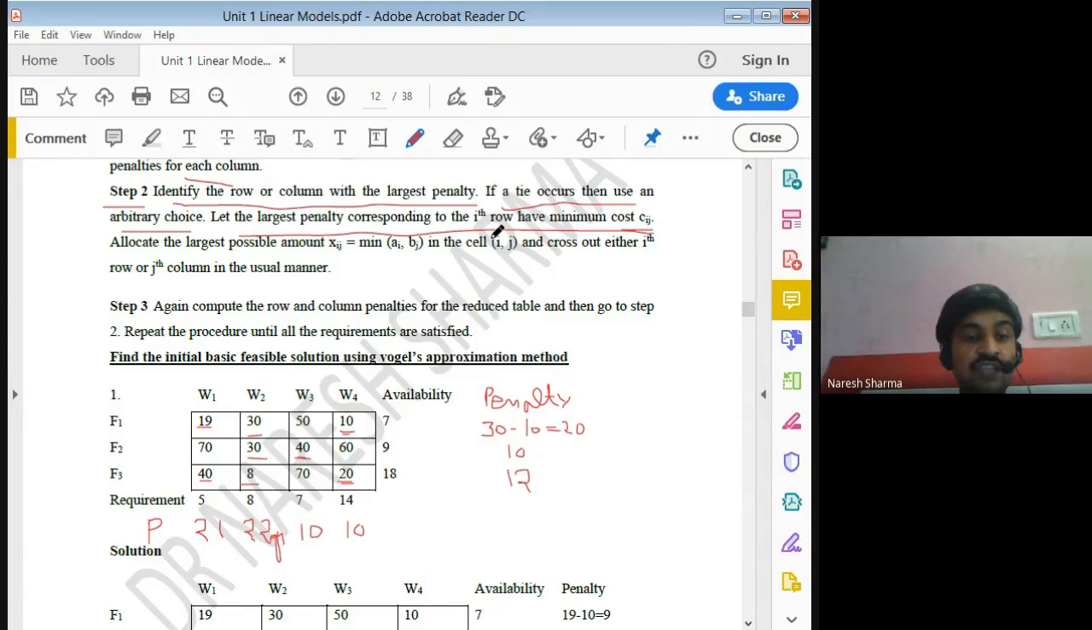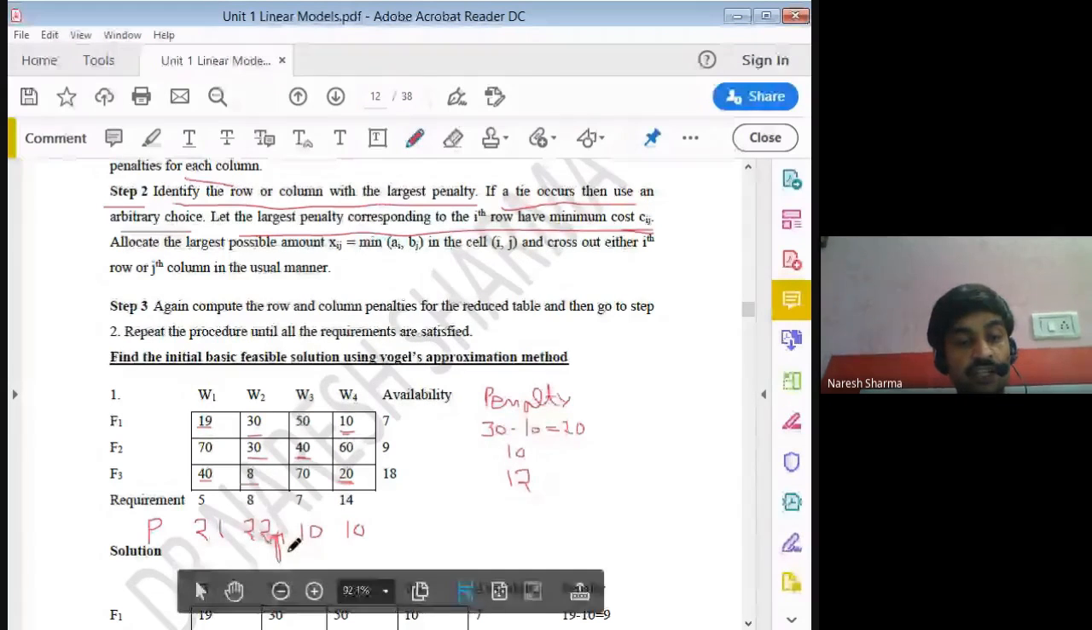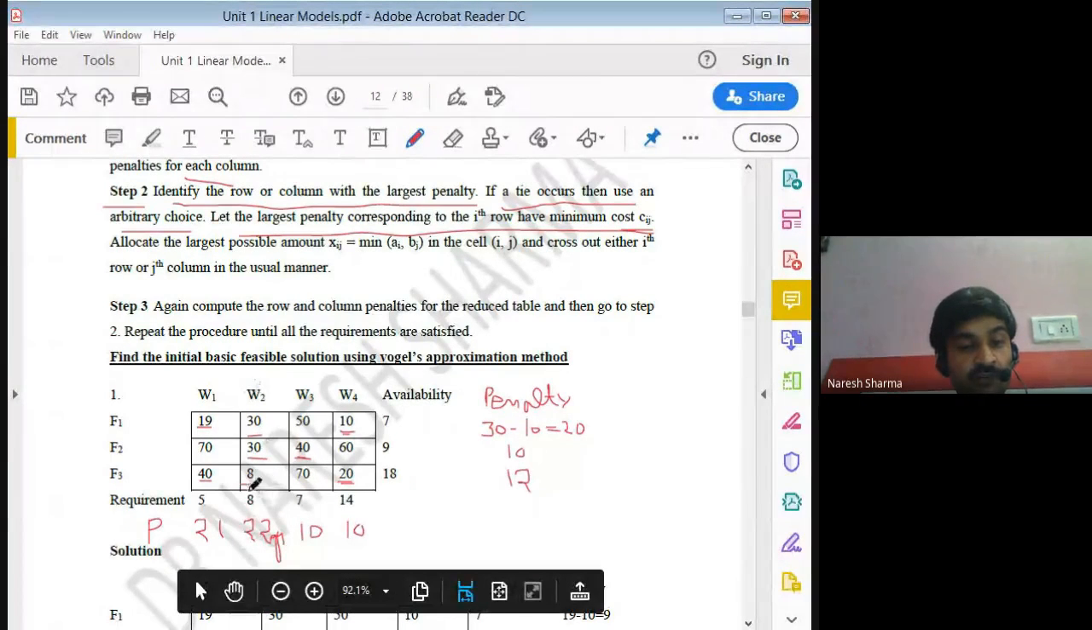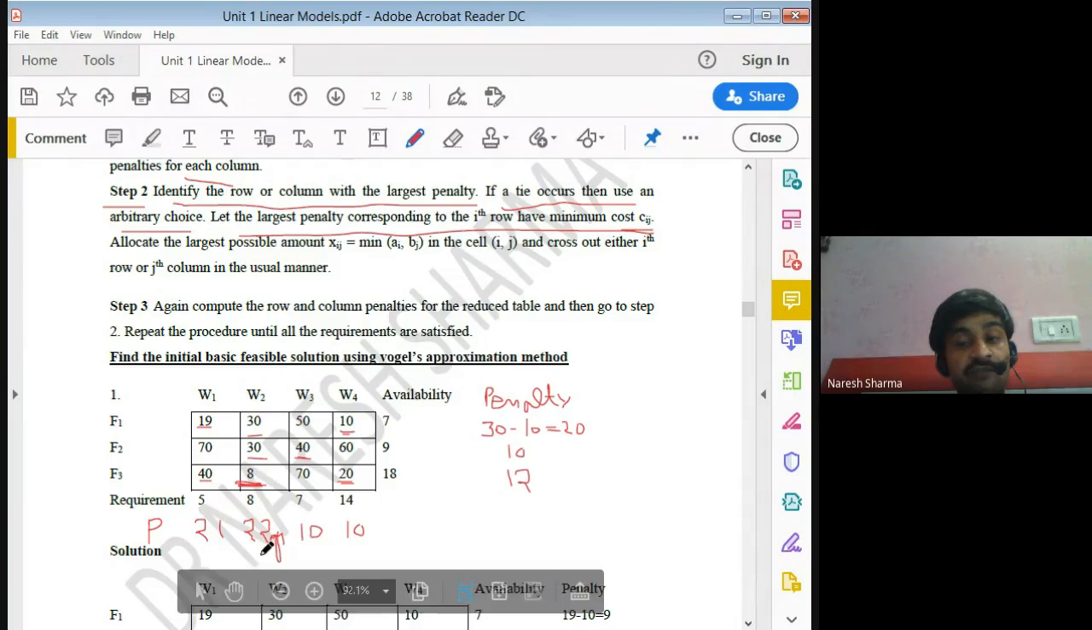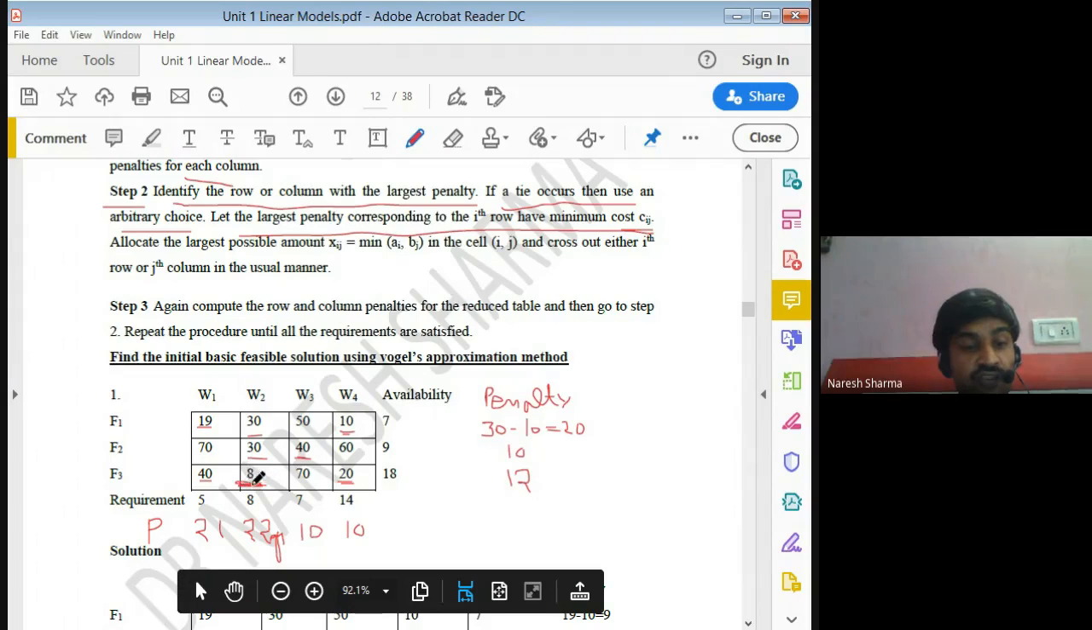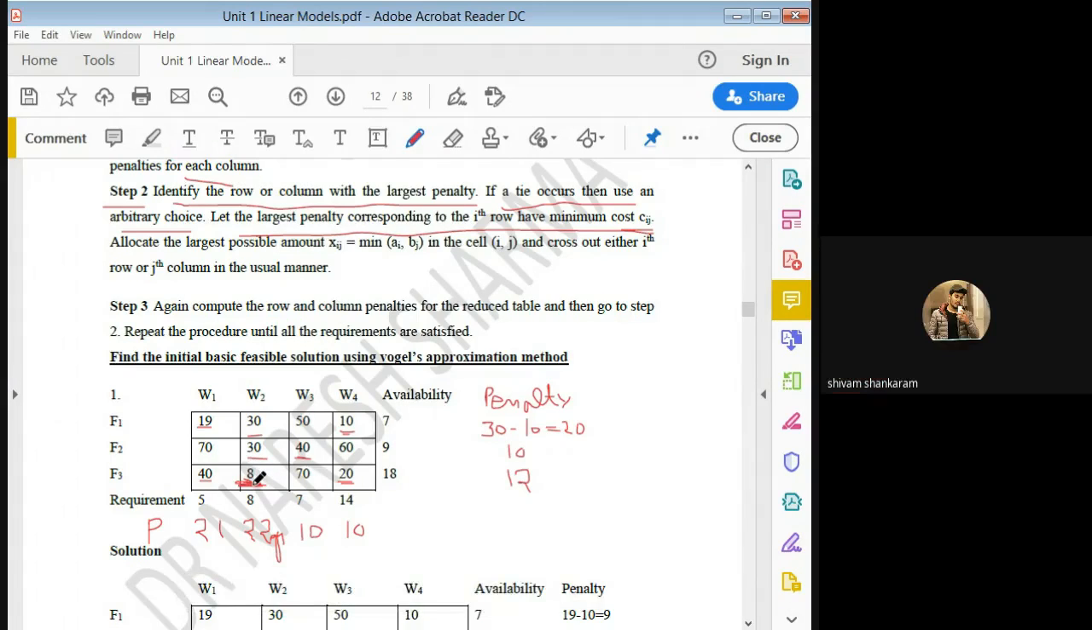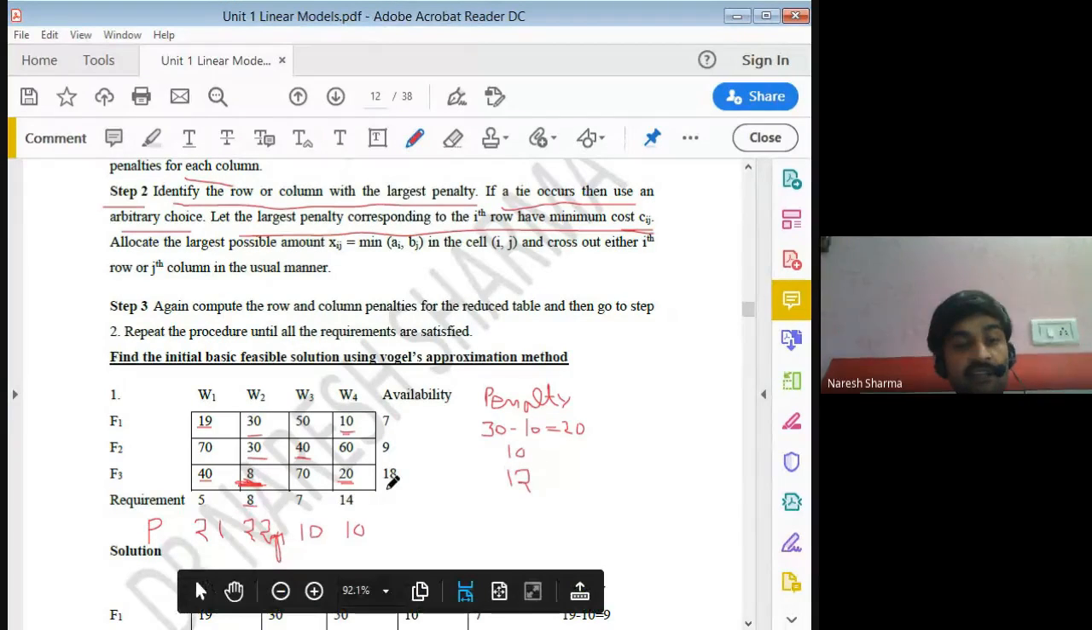So first you choose the largest penalty, which is 22 in our example, in the second column. Now choose the minimum cost. The minimum cost in our example is in the second column, which is 8. You need to choose in the second column only because you chose the penalty of the second column. Now you choose this cost. Now as earlier, check the minimum out of your requirement.